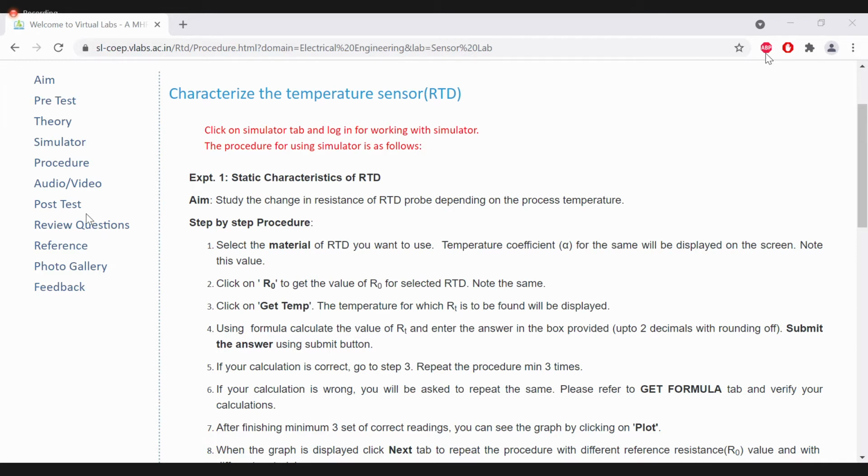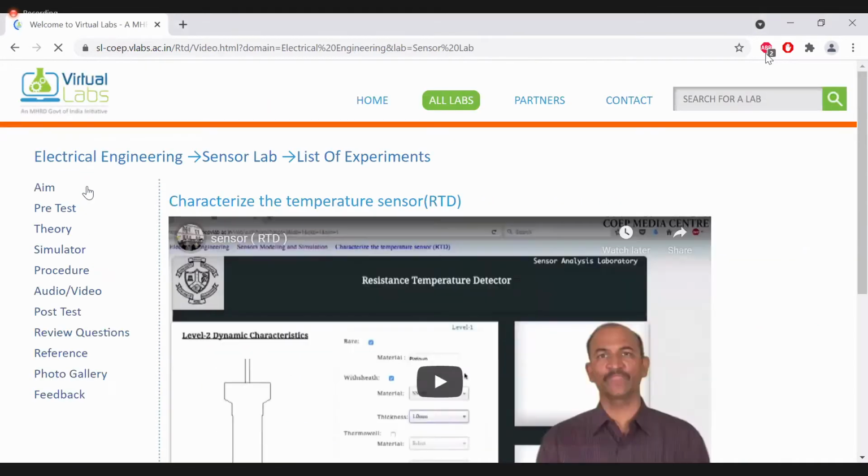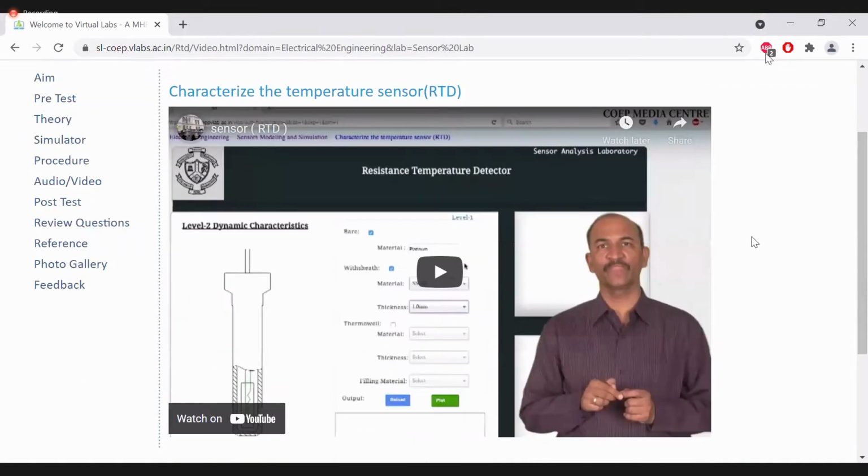Now students, click on the audio video. Here we have the details of the procedure in video format. Watch this video before doing the experiment. This is a 5-minute video, so go through this video.